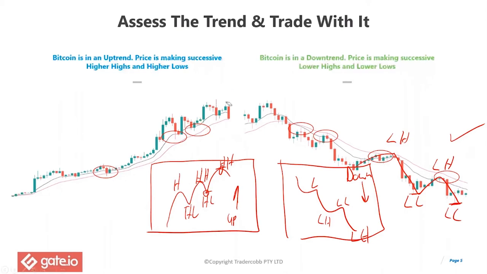Over the left-hand side, we've got to look at the ups and downs, the higher lows and higher highs. Okay, so we're just going to keep it really, really simple. We're not going to overcomplicate this. Straightforward stuff. There's no need to overcomplicate things. Don't let your mind run away from you.